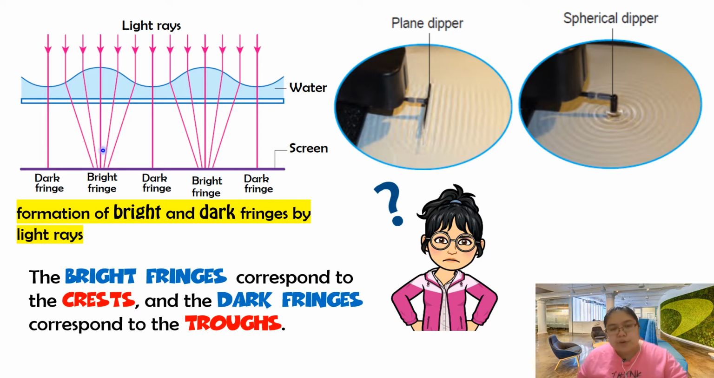It continues. After the bright comes the dark, then followed by the bright again. This is the formation of bright and dark fringes by the light rays. So this also is a result, which you can see on the screen.